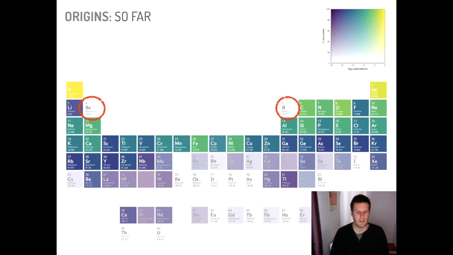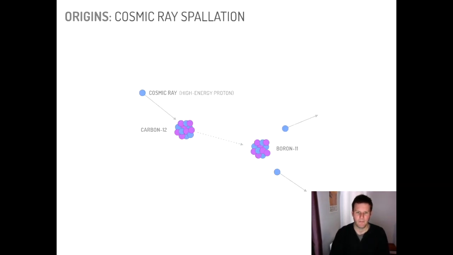But we can see there are two crucial gaps missing. There's this one here with beryllium and boron, and there is still obviously lots of the heaviest elements that we haven't yet explained, and this includes gold and platinum, the elements that we really care about. Well, to explain boron and beryllium, this is actually a little bit boring, but this is a process called cosmic ray spallation.